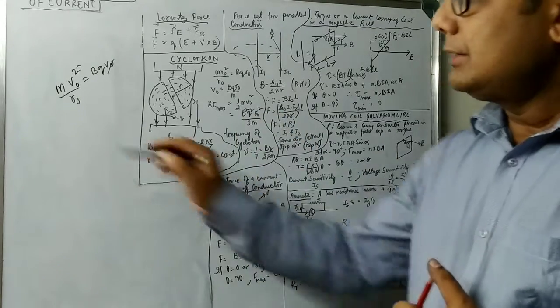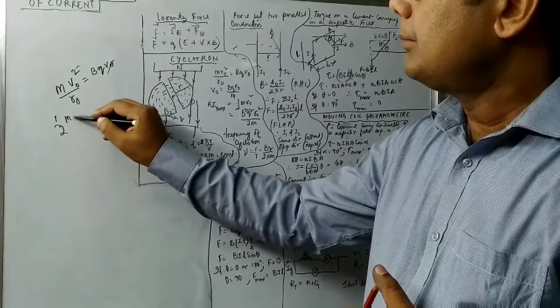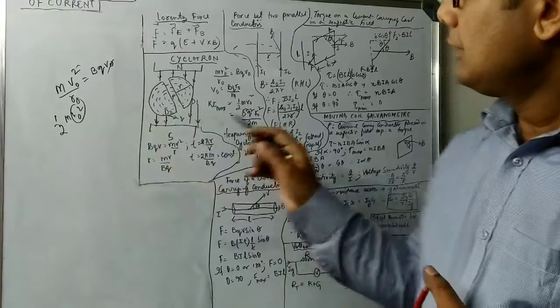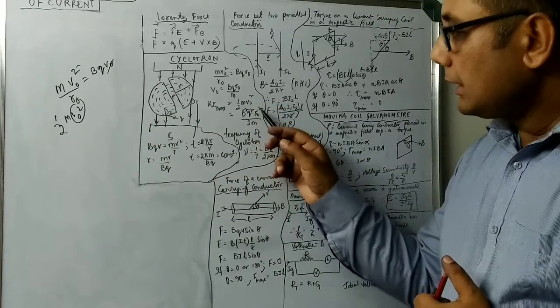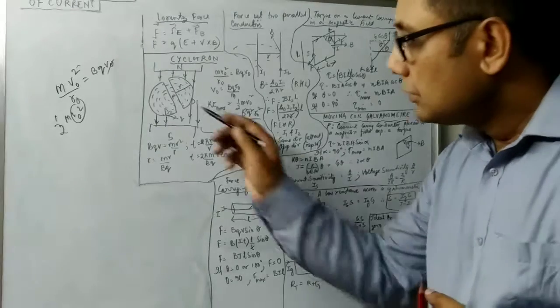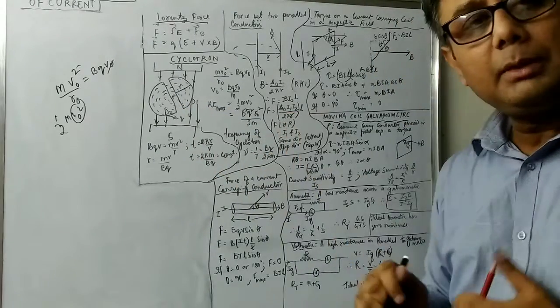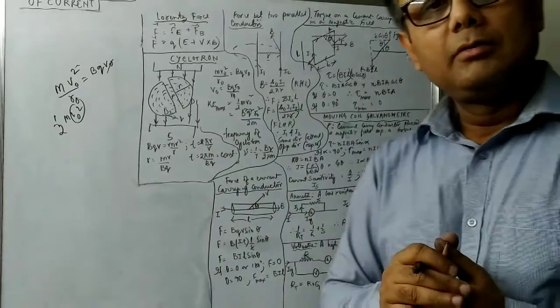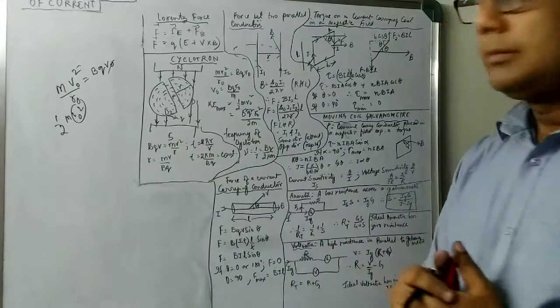So what is kinetic energy? Kinetic energy is half m v0 square. Putting the value of v0 from here, we get the kinetic energy of the proton which is going to come out. This is the maximum kinetic energy possible for a proton to come out.